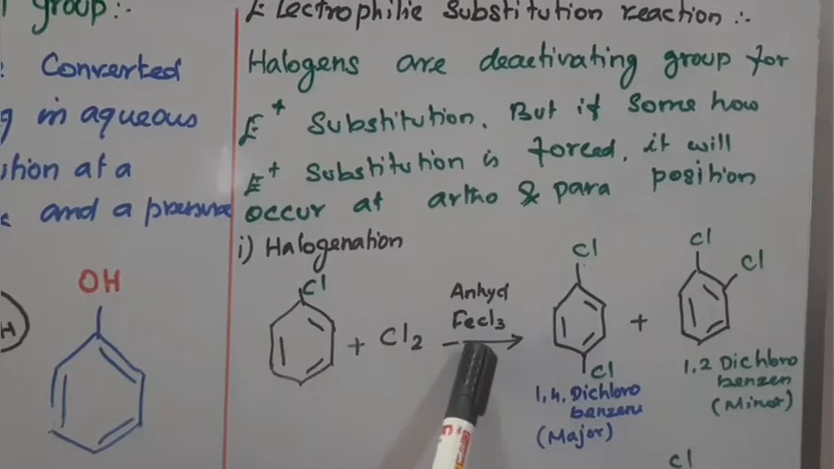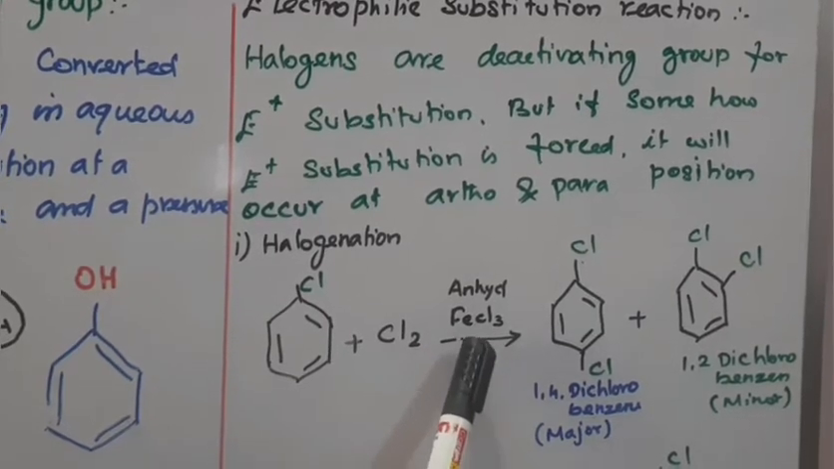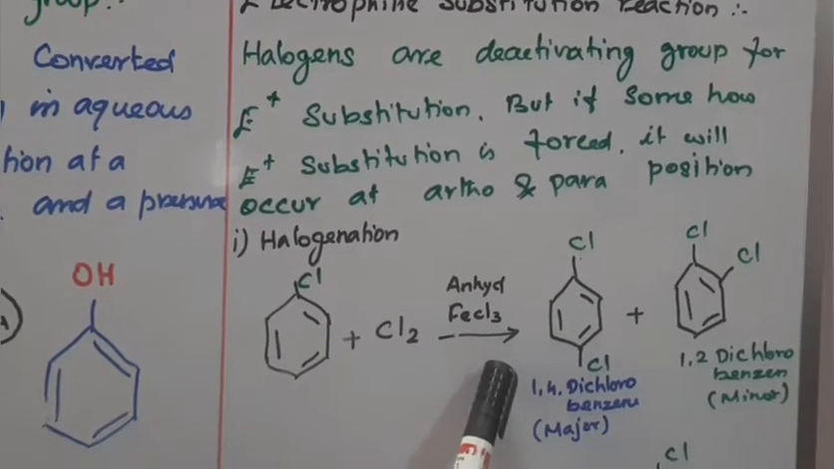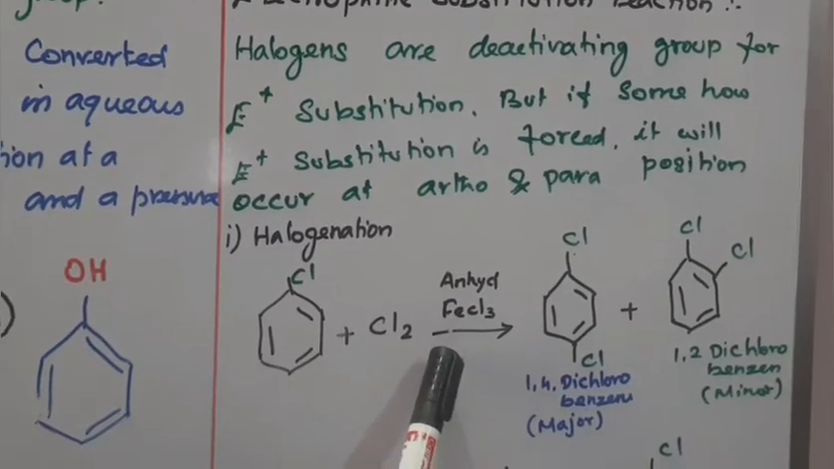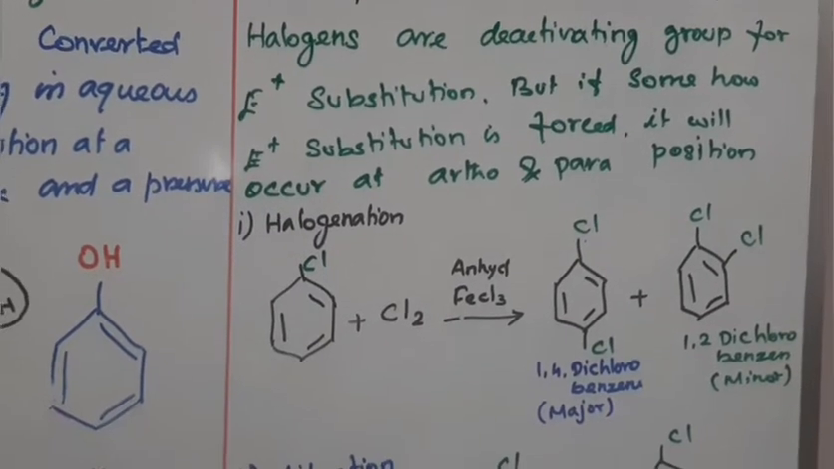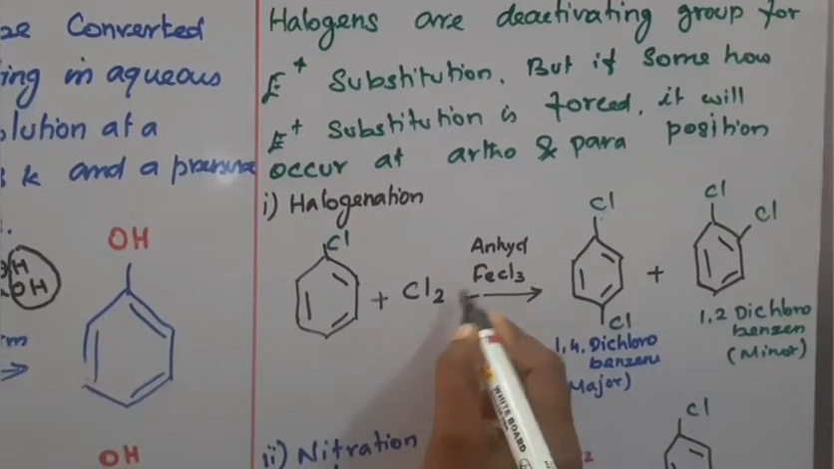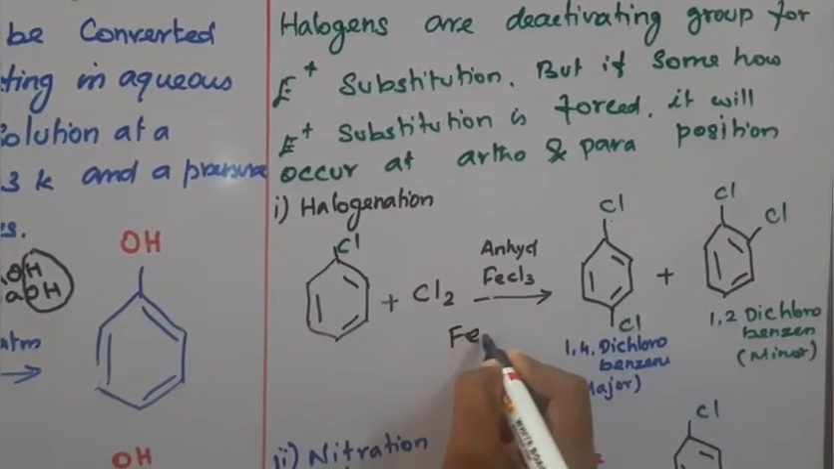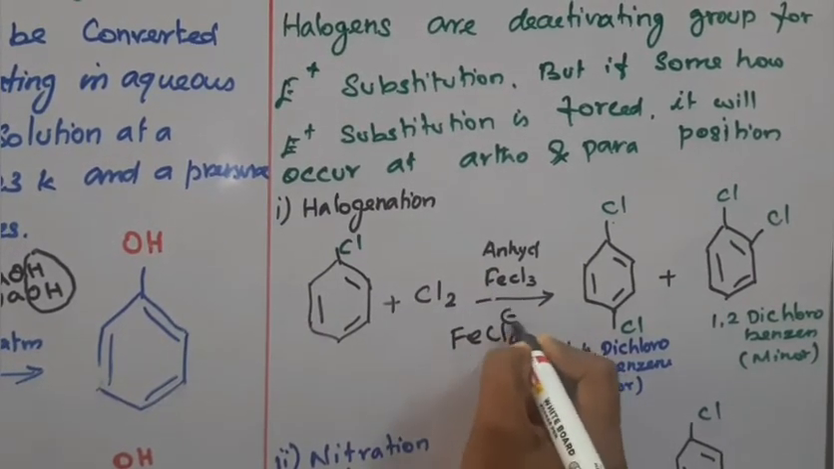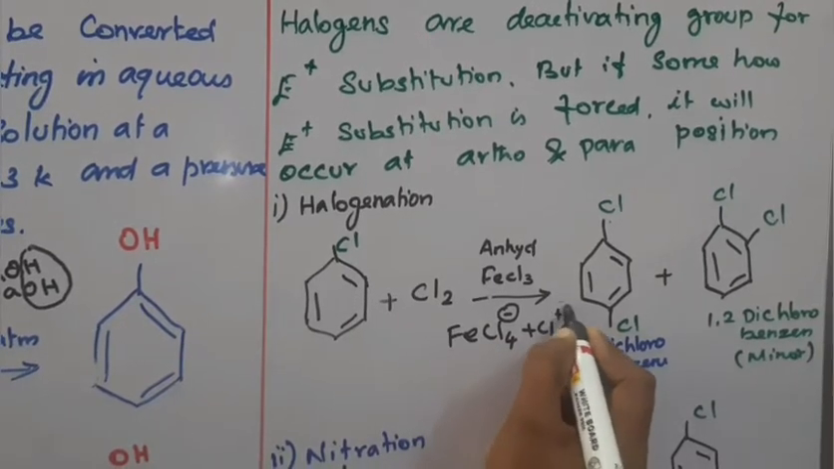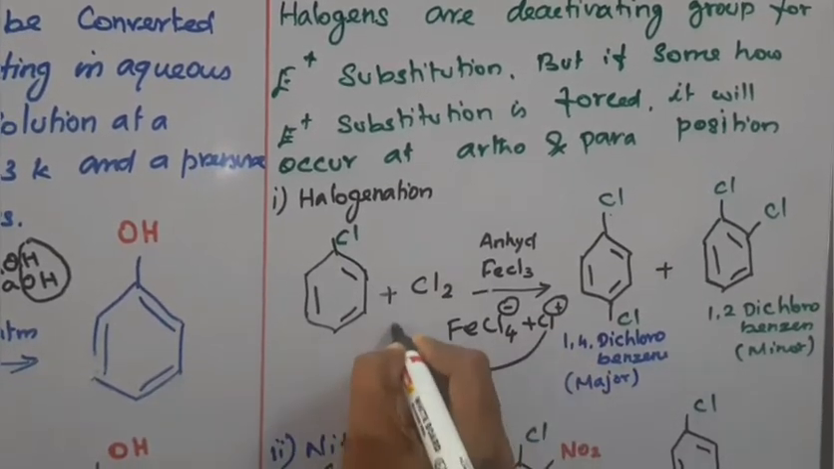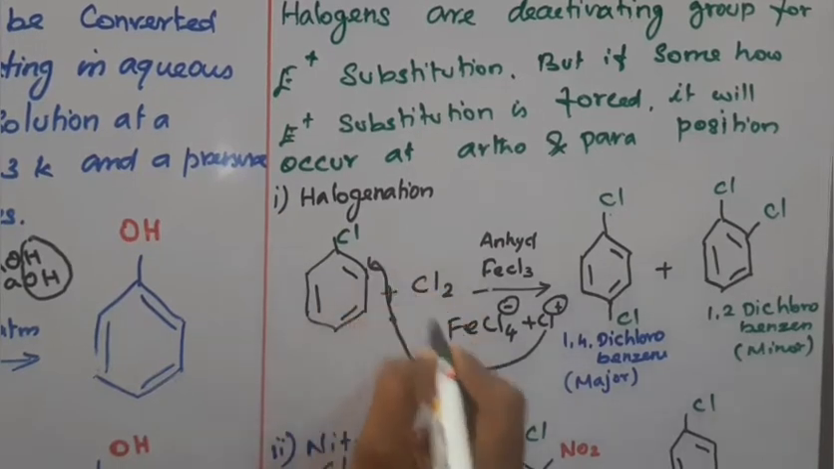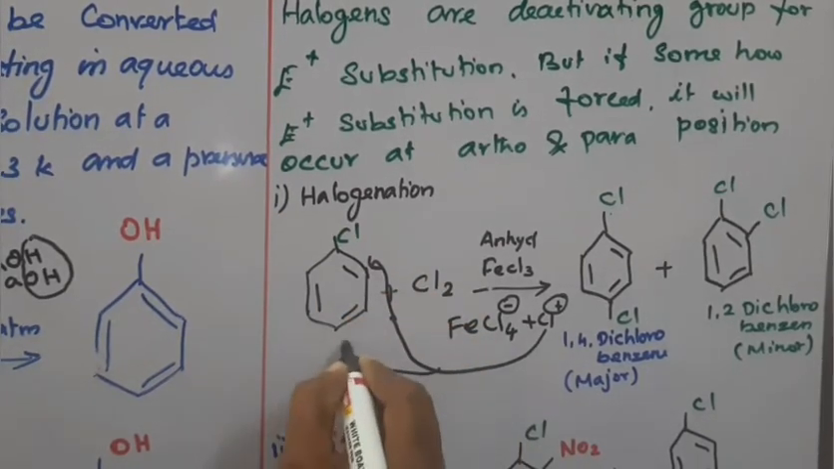Here you see this haloarene reacts with Cl2 in the presence of anhydrous FeCl3. FeCl3 acts as a Lewis acid, which means it accepts a pair of electrons. Here what's happening? This reaction takes place and gives FeCl4 minus plus Cl plus. So this is your electrophile to attack the ortho and para positions.